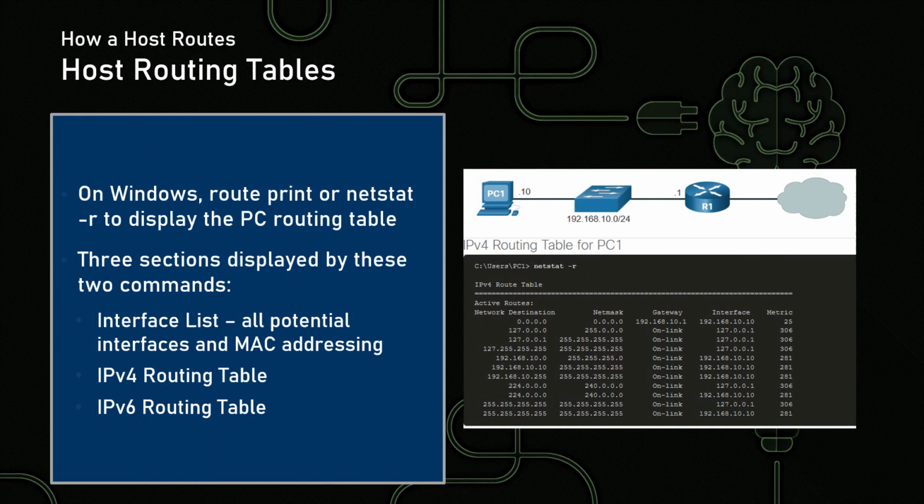In order to view a routing table, in a Windows machine at least, we can go in to route print or netstat -r, and that will give us our routing table. There are 3 sections that are displayed by these 2 commands. The interface list, which gives us all potential interfaces in MAC addressing, and the IPv4 and IPv6 routing tables. So on the right-hand side, we can see the IPv4 routing table for PC1. We can see its destination, the network mask that's involved, the default gateway, the interface that it is using, and its metric of worthiness or trustworthiness.